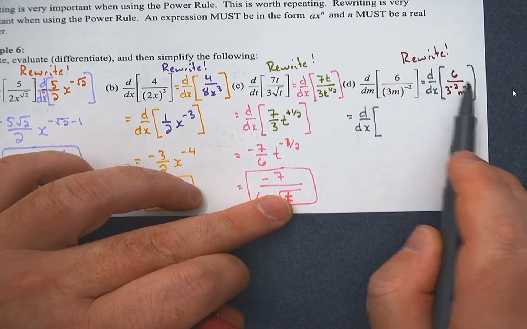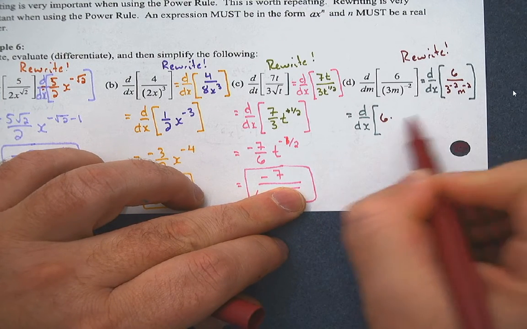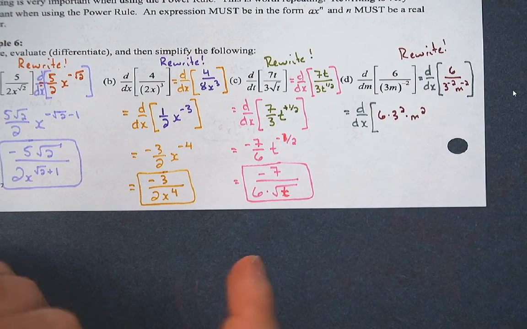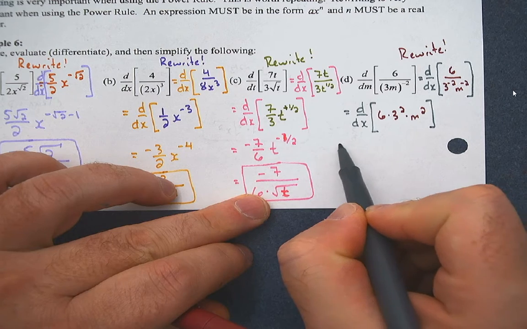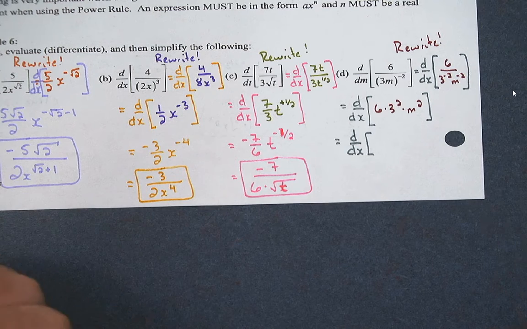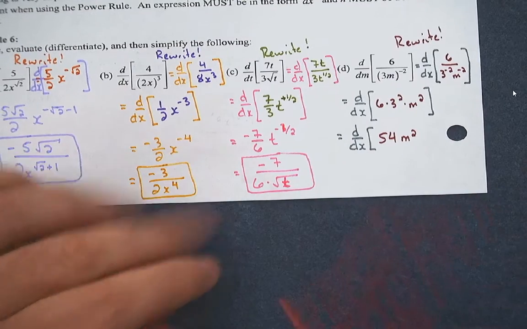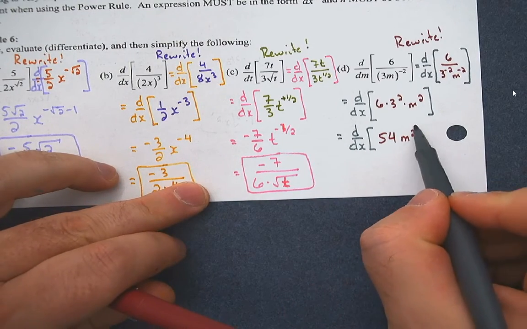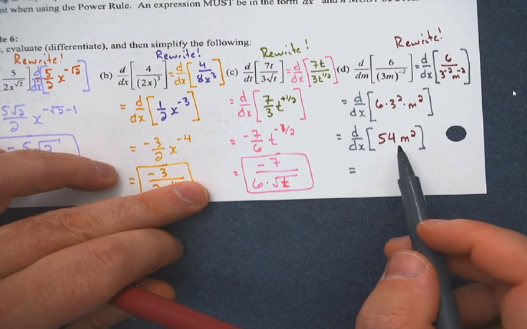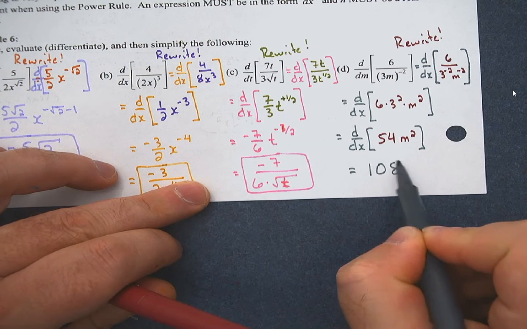Okay, now these negative exponents mean flip to the top. So that would be 6 times 3 squared times m squared, which I'm still rewriting. I'm not ready to derive yet. So 6 times 3 squared is 9. 6 times 9 is 54, m to the second. How nice. That cleaned up so pretty. All right, derive that thing. 54 times 2, you should be able to do this in your head, or at least draw the multiplication. 108m.